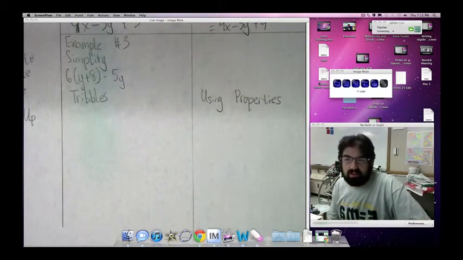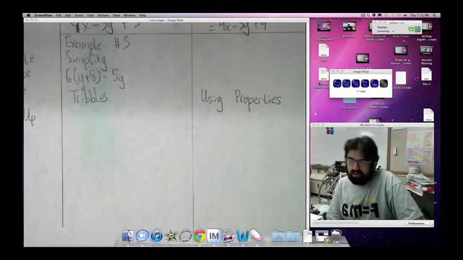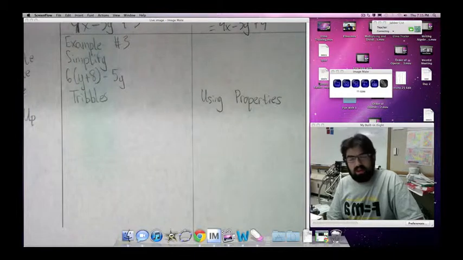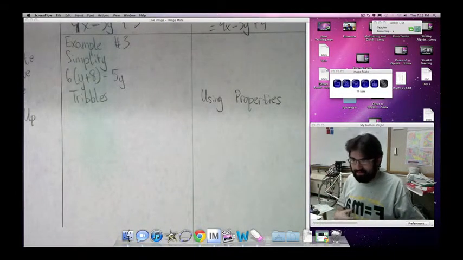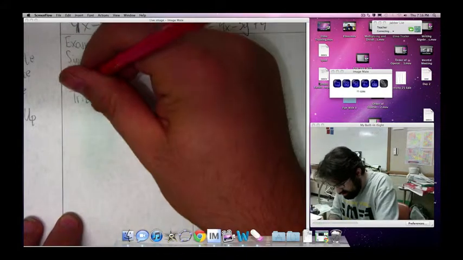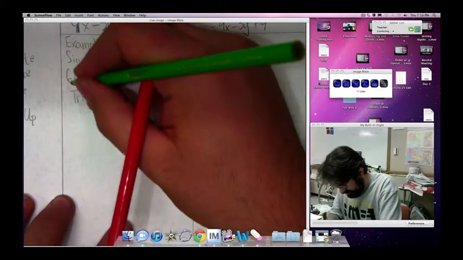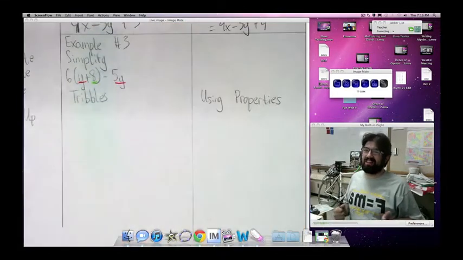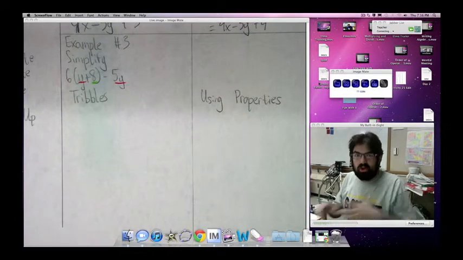Example number 3 says simplify 6 times the sum of y plus 8, 6 times the sum of y and 8 minus 5y. Okay. Now we start to get into it. Here we go. I'm going to choose my color for positive y is open circles. And the rest of those are just constants. Now, I'm actually not going to underline the 6 because it's on the outside. Let's just go back to our distributing lab.